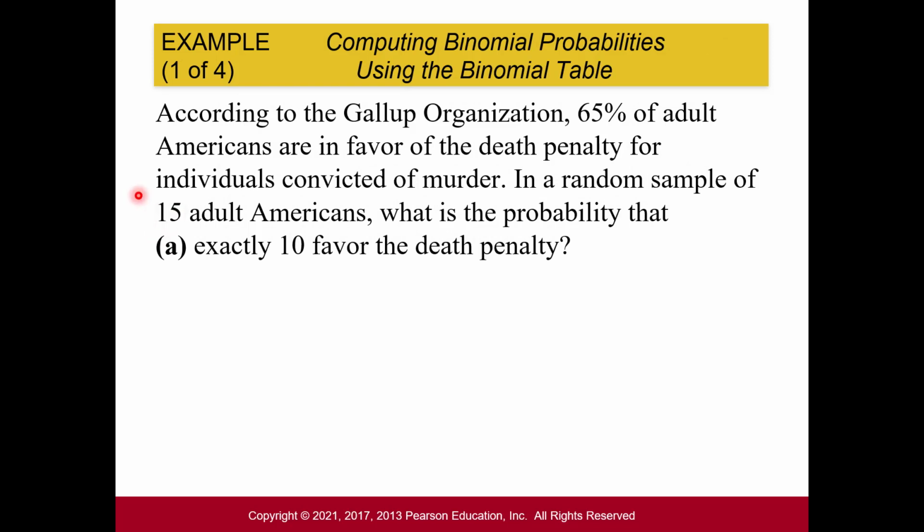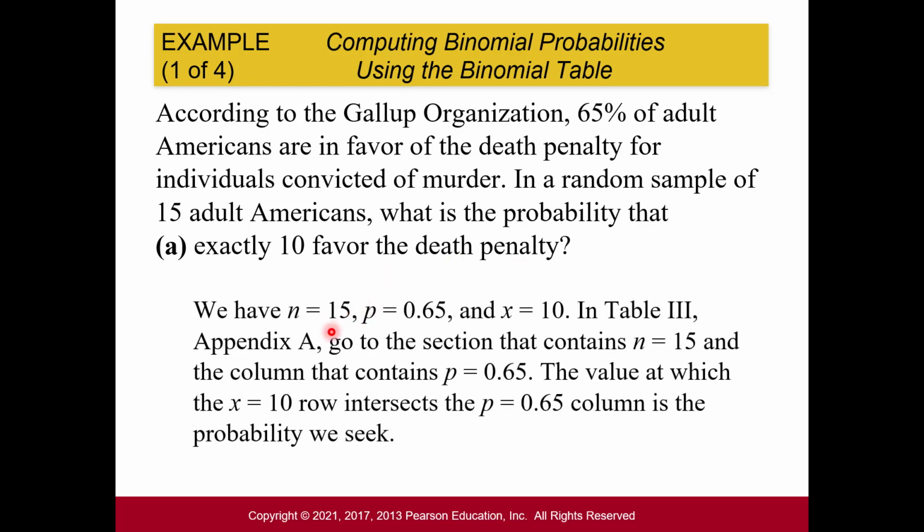All right, let's try a different example. No more chocolate and cell phones. According to a Gallup organization, 65% of adult Americans are in favor of the death penalty for individuals convicted of murder. In a random sample of 15 adult Americans, what is the probability that A, exactly 10 favor the death penalty? So in this case, n is 15, because that's our sample size. The probability is 65% or 0.65. And then we're looking for exactly 10 to favor this.